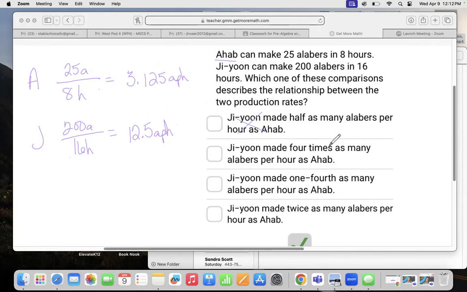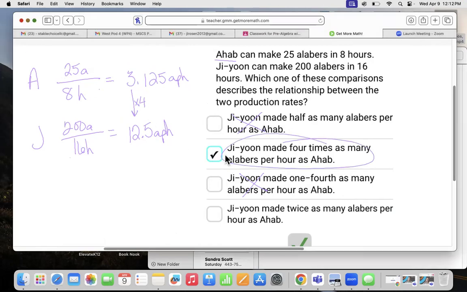Jin-yoon made 4 times as many. We could figure that out in just a second. Jin-yoon made 1/4. Well, a fourth would be less than, so no. And he made twice as many. So we've got to decide how many times this is, right? Well, from here to here, we would basically have to multiply it by 4. So it's going to be 4 times as many.